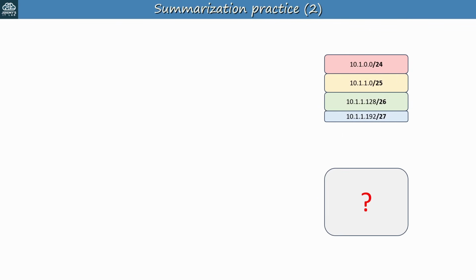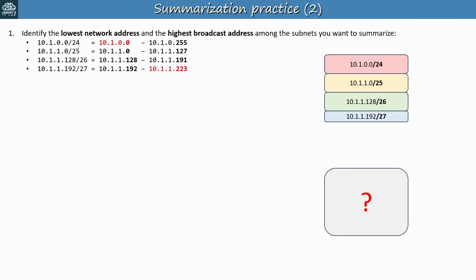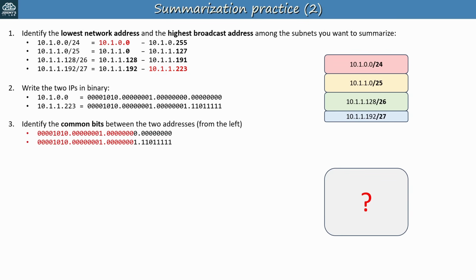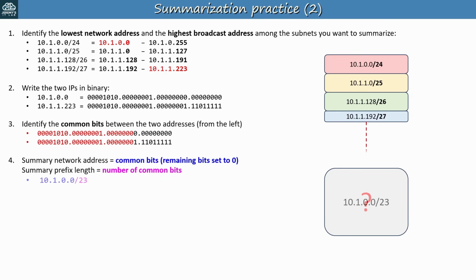This time we have 4 subnets. Let's summarize them. Once again, I recommend trying this yourself for practice, but let's go through it. Here's the range of each subnet. The lowest IP is 10.1.0.0, and the highest IP is 10.1.1.223. Let's write those two addresses in binary like this, and then find the common bits, which are the first 23. So that means that the summary is 10.1.0.0/23. This works, but it isn't a perfect summary like the previous 2 examples. Instead, this is what I call an imperfect summary.